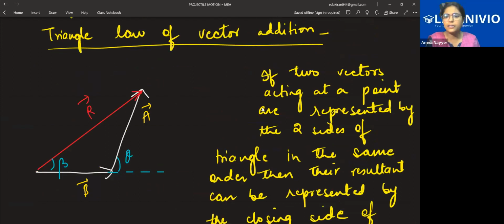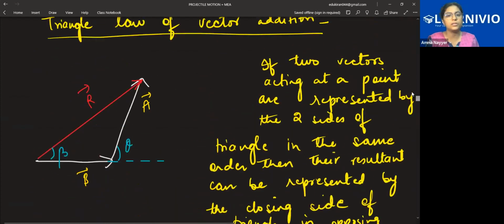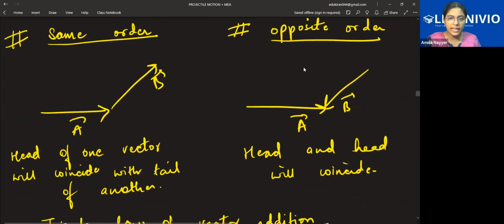So I'll repeat this. If two vectors acting at a point are represented by the two sides of a triangle in the same order, then their resultant can be represented by the closing side of the triangle taken in opposite order. Write it down, then I'll show you the question also. Write it.